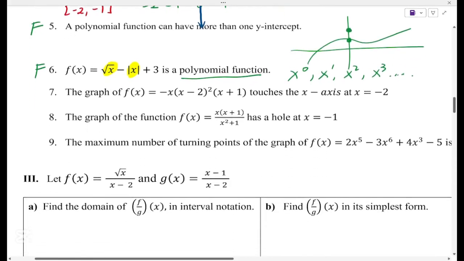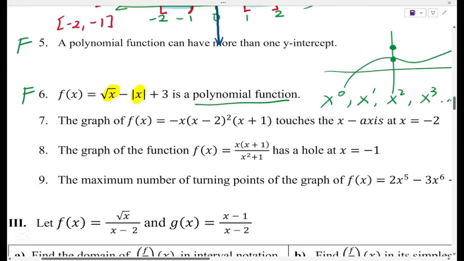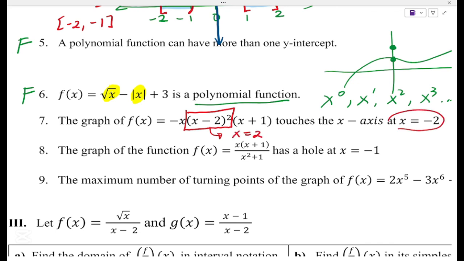For question number 7, the graph of the function negative x times (x minus 2) squared times (x plus 1) touches the x-axis at x equal to -2. When you say touches, it means these are multiplicity 2, meaning with even power. There's only one with even power, which is this. And the 0 here is x equal to 2, not x equal to -2. So this is not correct. So this is false.